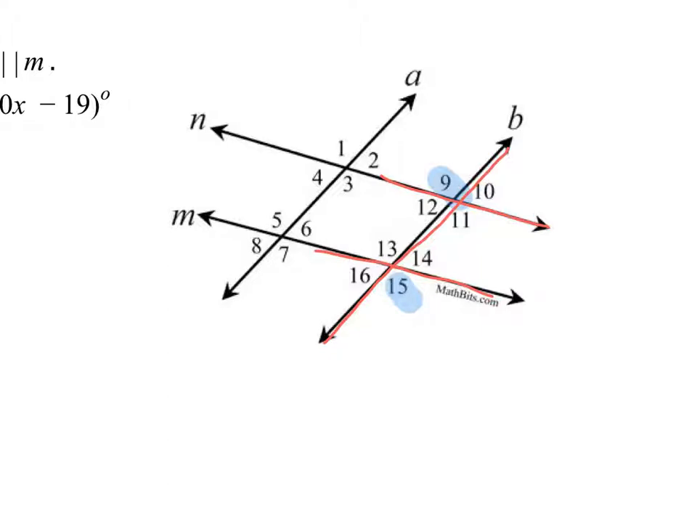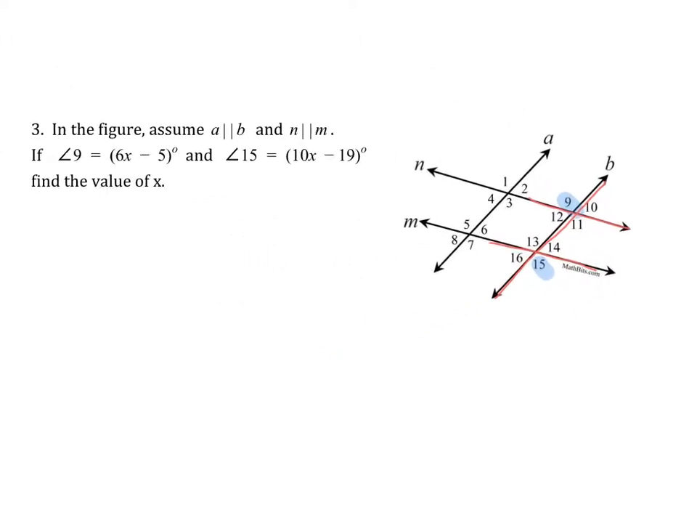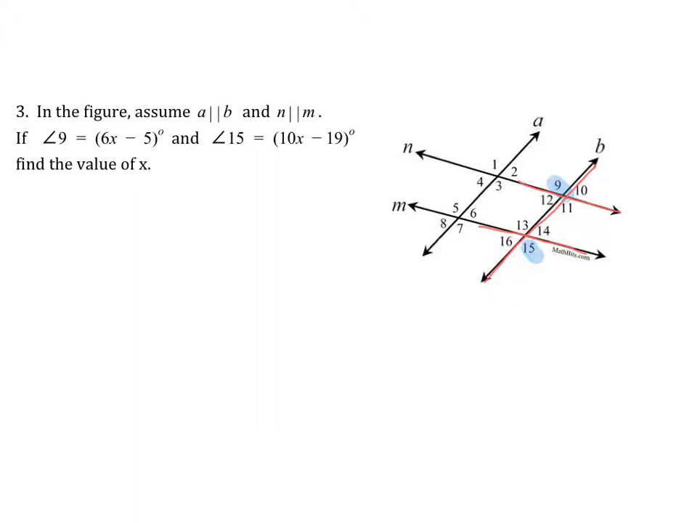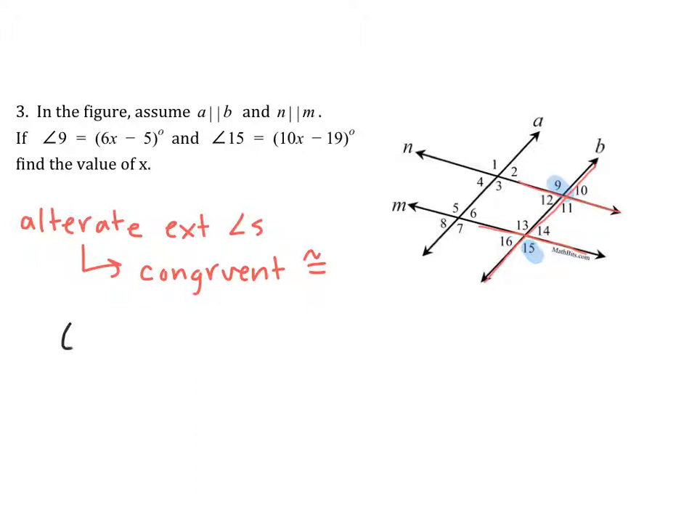So if you look at the relationship between angle 9 and angle 15, you can see that those two angles are alternate exterior angles. And we know that alternate exterior angles, when you have two parallel lines cut by a transversal, are always going to be congruent. So if angle 9 is congruent to angle 15, I can create an equation that says 6x minus 5 equals 10x minus 19. And now all we have to do is solve.